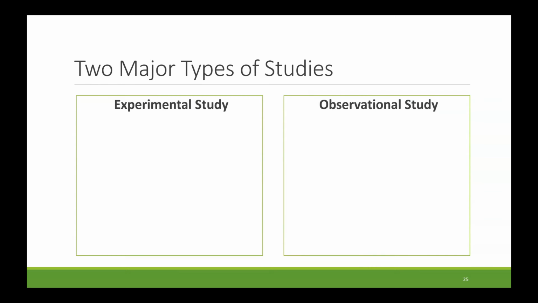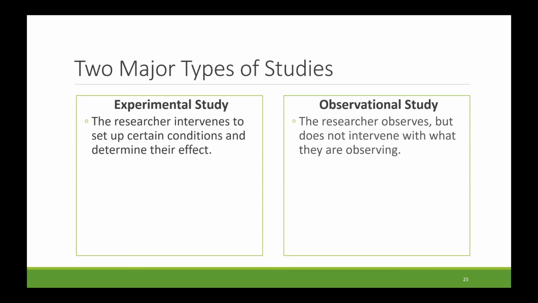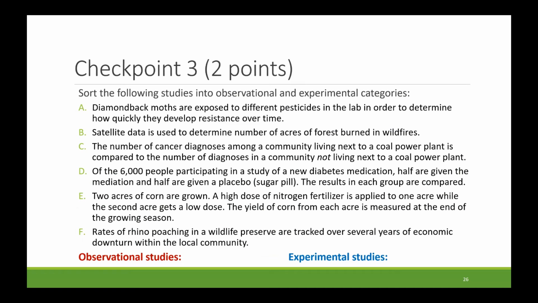In an experimental study, the researcher is the orchestrator who sets things up. The researcher intervenes to set up certain conditions and determine their effects. On the other hand, in an observational study, the researcher observes a phenomenon but does not intervene with what they are observing. They collect data, but they don't interfere to set up any conditions deliberately.